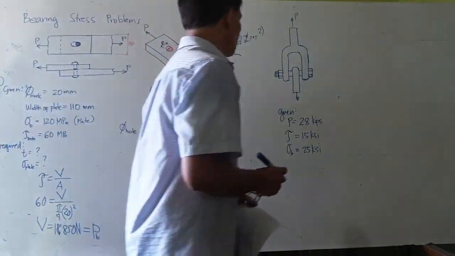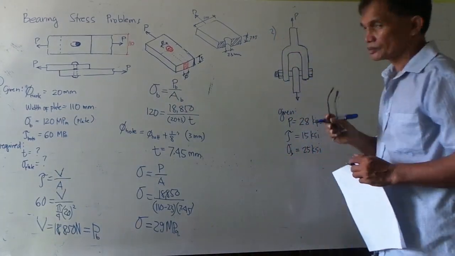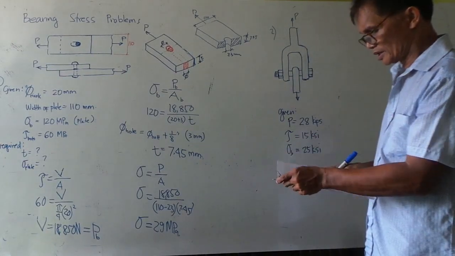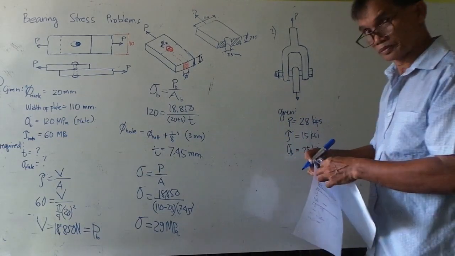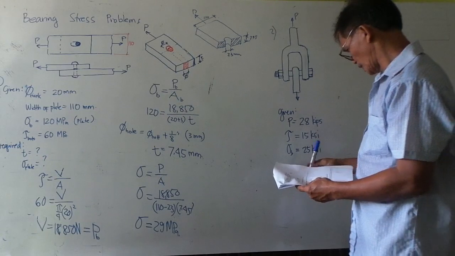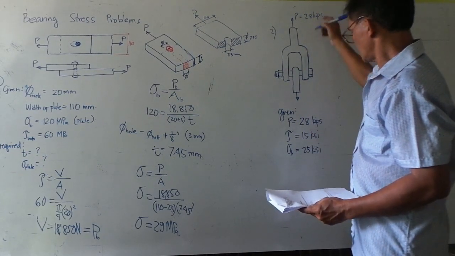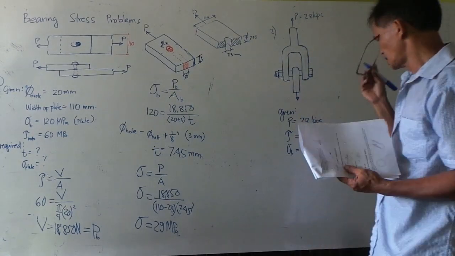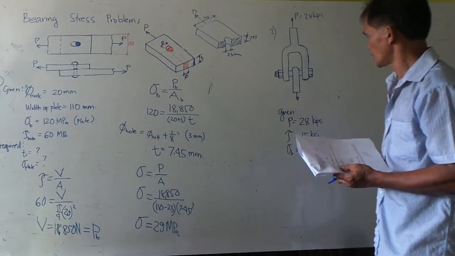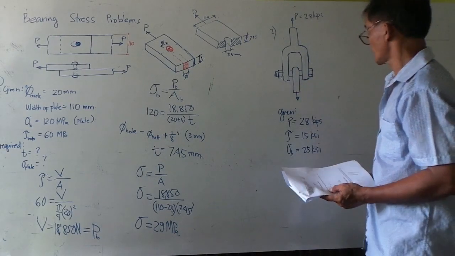So, that is the derivation for problem number 2. Problem number 2 is the clevis. You have the given load P equals 28 kips. Then you have the shear stress of the bolt and the bearing stress of the yoke. The yoke of our clevis.